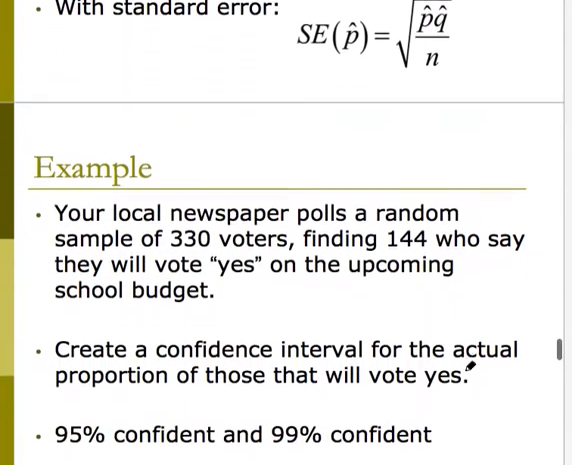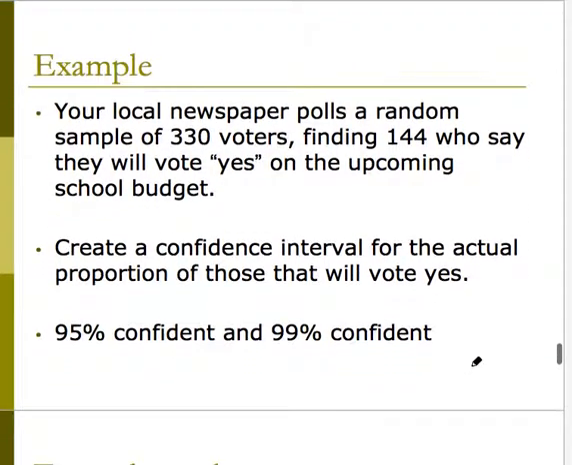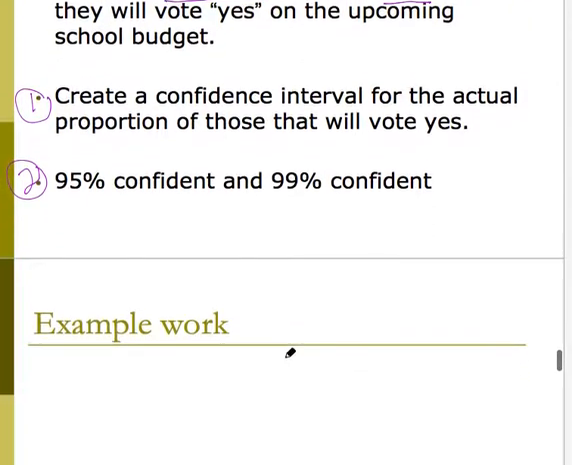All right, here's an example. Your local newspaper polls a random sample of 330 voters. These are important things to write down. You find 144 of them who say they will vote yes on the upcoming school budget. Our first thing to do is create a confidence interval for the actual proportion of those who will vote yes. We're going to show it with a 95% confidence interval and a 99% confidence interval.